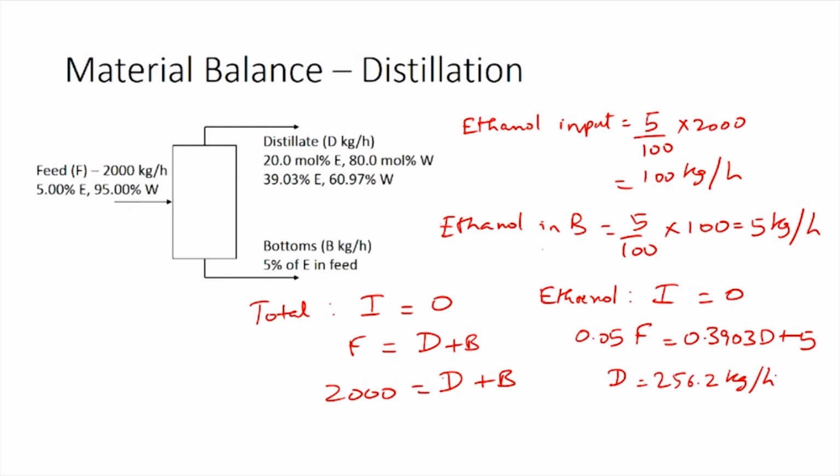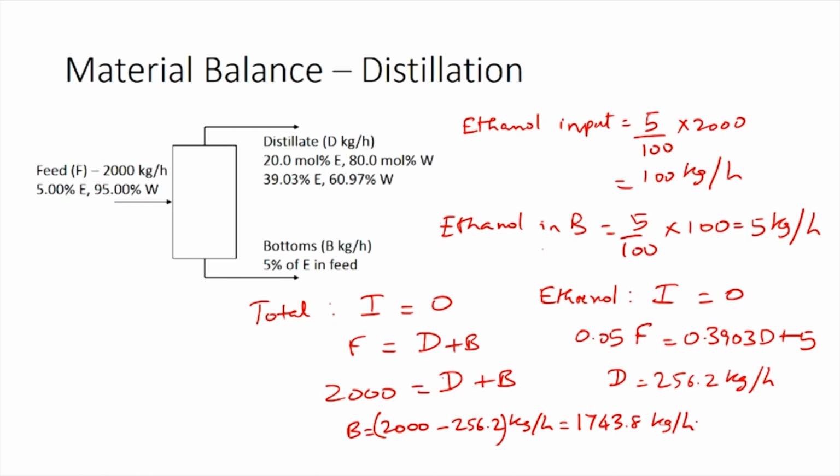Substituting this back into the total balance equation, we can calculate the bottom stream to be B equals 2000 minus 256.2 kilograms per hour, which is 1743.8 kilograms per hour. So, now we have the information about the mass flow rates of the bottom stream and the mass flow rate of the distillate.